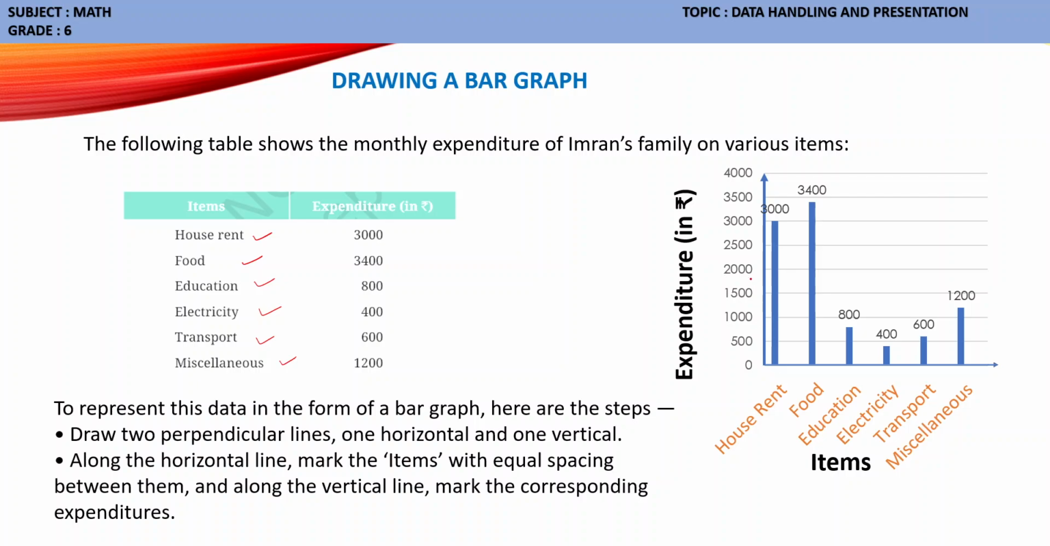House rent. Then the maximum value will be within this 4000, so we are dividing it up, each is 500. House rent 3000, so we are drawing a bar here. Next we are giving some distance. For each bar there should be equal distance. Next, food is 3400, which is 100 less than this 3500. So this is food. Education 800, electricity 400, transport 600, miscellaneous 1200.